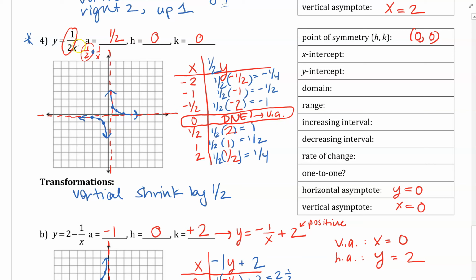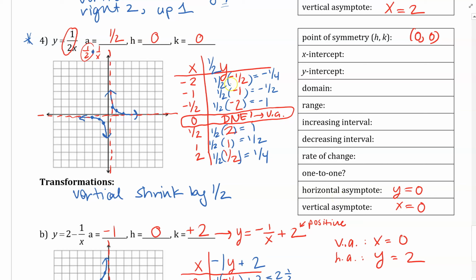Now, because there was nothing adding or subtracting to x down here, h is just 0. And since there's nothing adding or subtracting after the fraction, k is also 0. So the point of symmetry for this one was at 0, 0, right at the origin. And also both of the asymptotes were right on the x and y axis, just like the parent function. X equals 0 for the vertical, y equals 0 for the horizontal.